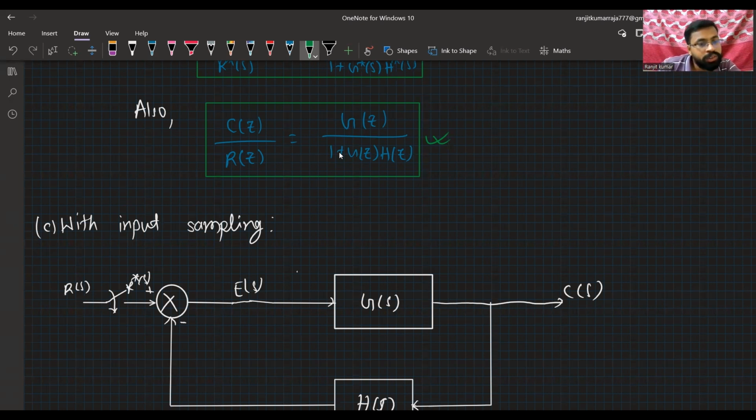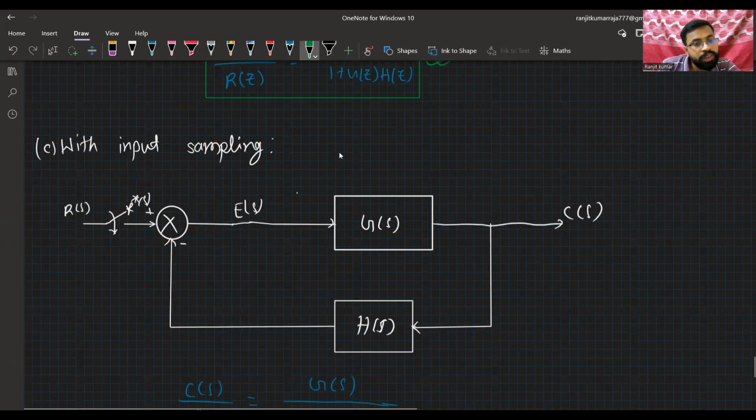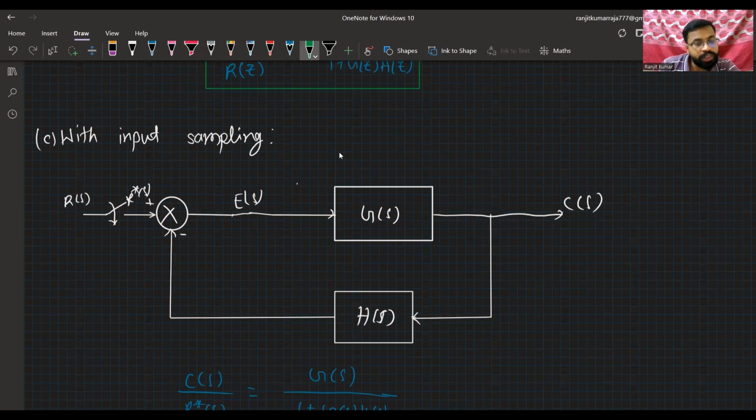Now this is the third diagram, this third block. Here we just add the sampling on the input side. Now we will see how it will affect. We have applied sampling on the input side, and just see, this is the basic closed loop system for the control system. We have studied it at BTech level.